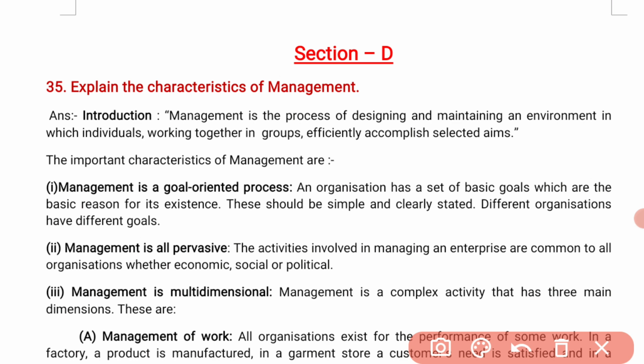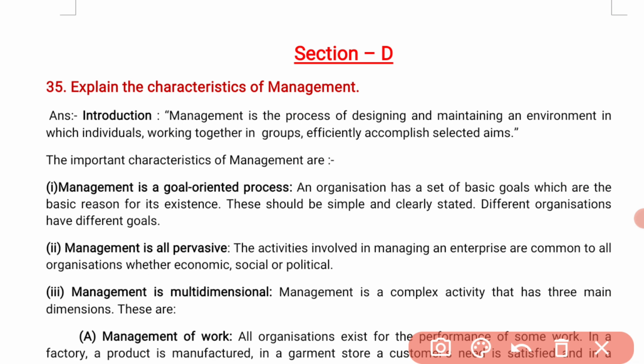And next, the characteristics. Important characteristics of management. That is, management is a goal-oriented process. Management in an organization has goals, which are the basic reasons for its existence. These should be simple and clearly stated. Different organizations have different goals. It means every business organization has its own objectives and goals, which are to be handled by the management.